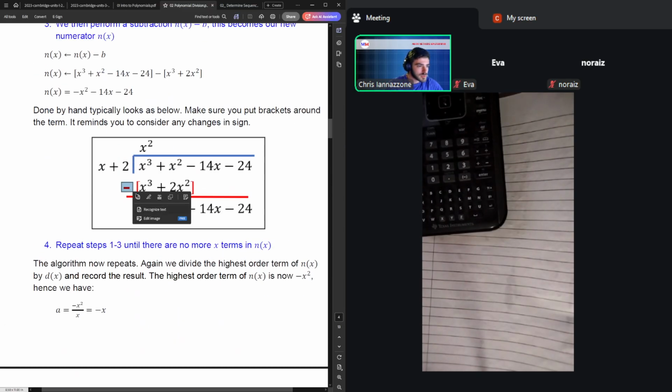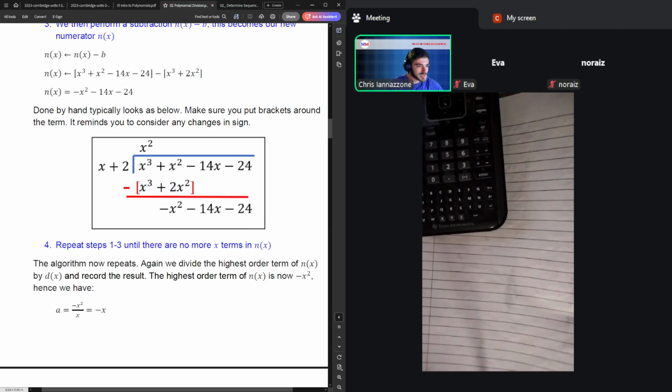Last thing you do, perform a subtraction, right? Now, what you're essentially doing is taking this whole polynomial and subtracting this polynomial. I've gone out of my way to put brackets around these things to remind yourself and myself that this subtraction doesn't just hit this term, it also hits this term.